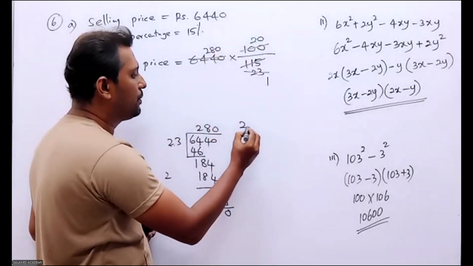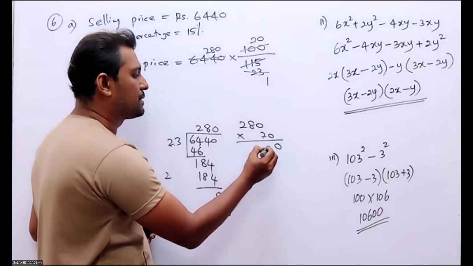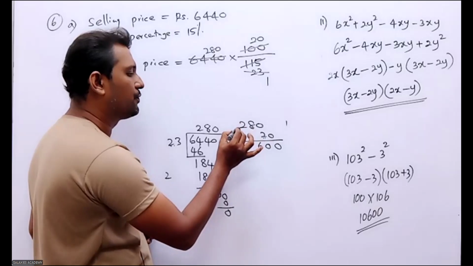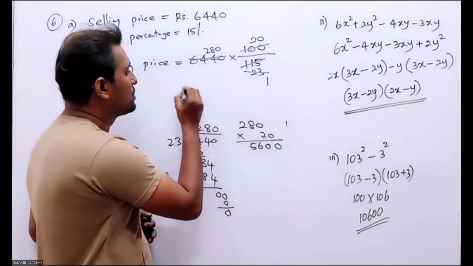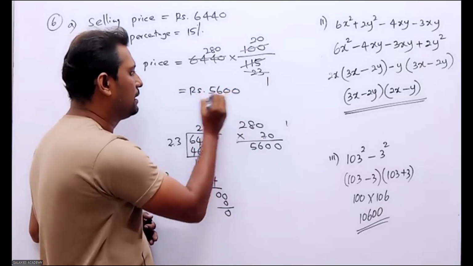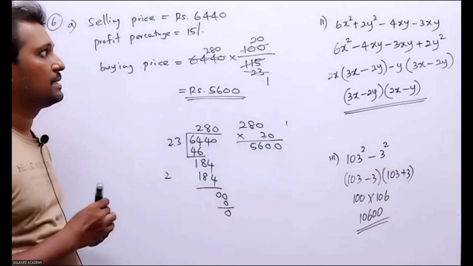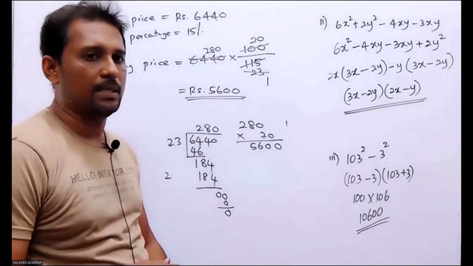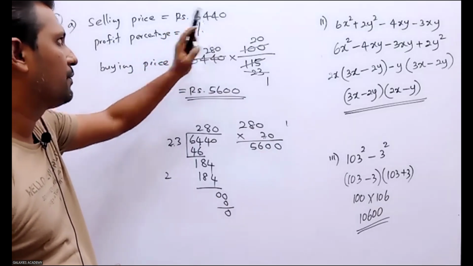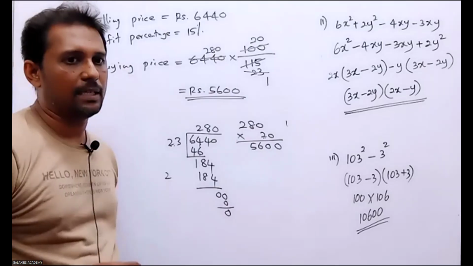280 multiply 20. 2 times 0, 0. 2 times 8, 16. Remaining 1. 2 times 2, 4. 4 plus 1, 5. So what is the buying price of it? 5,600 rupees. Right? The buying price is 5,600 rupees. The selling price should be 6,440 after he kept 15% profit.